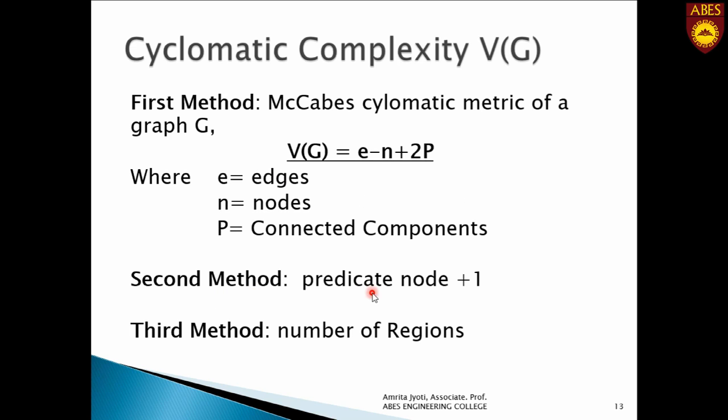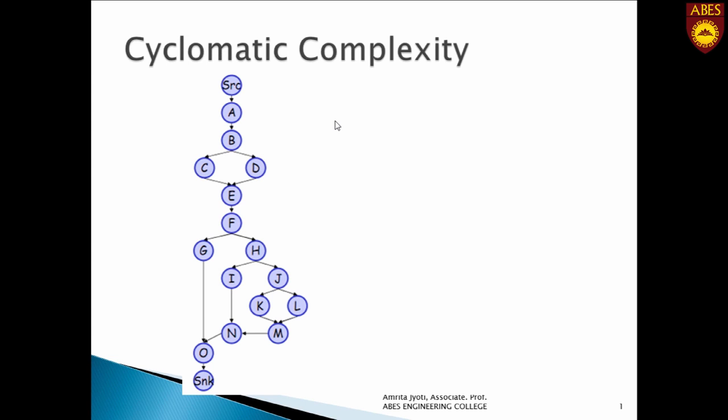Another, second method is predicate nodes plus 1. Predicate nodes are decision nodes where we have to take a decision. We have to go for the 0 or 1 value, or we can say the true or false value. And the third method is the number of regions. This is the cyclomatic complexity.